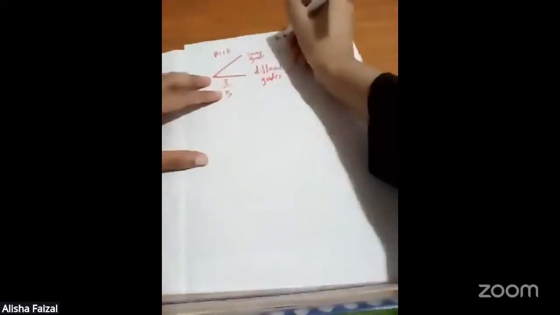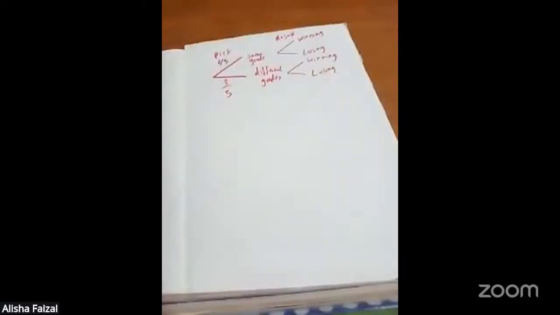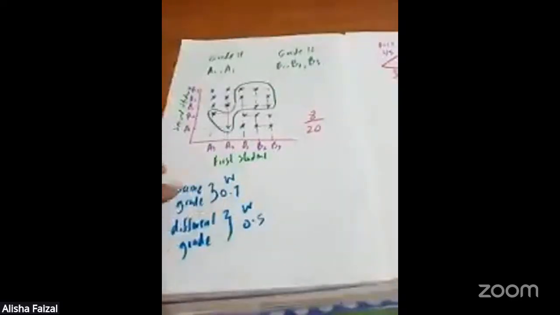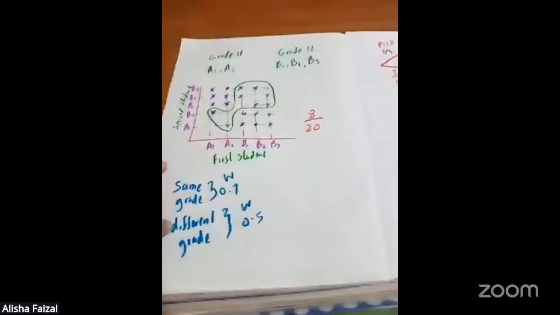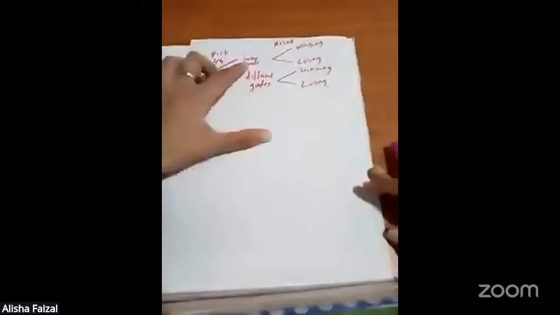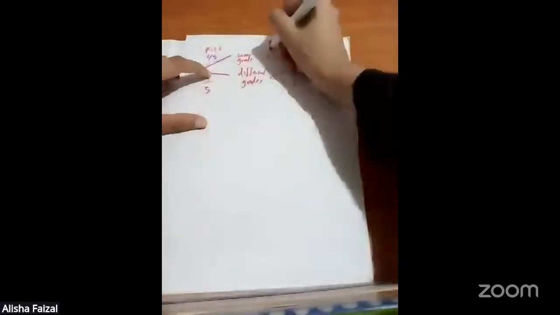So no problem for us. We only have to fill it. What do you think the answer is in here? 2/5. Yes, exactly. Now they've given some data in the question. Same grade means 0.7. Different grades means 0.5. So same grade winning is 0.7. Then we write 0.7 here.